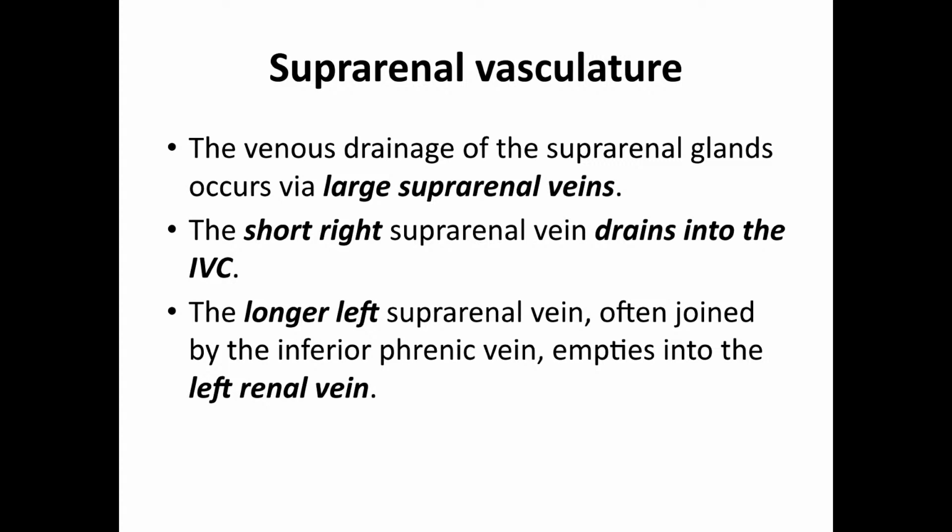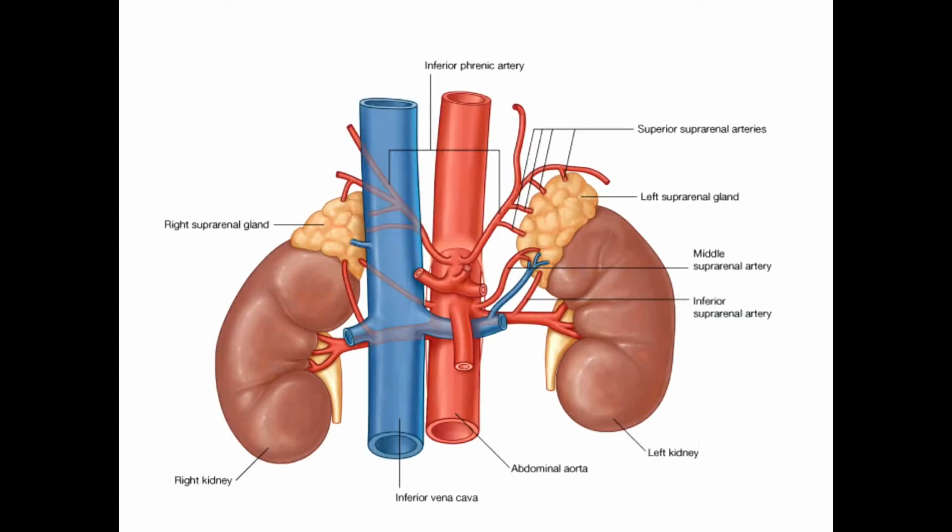Venous drainage of the suprarenal glands occurs via large suprarenal veins. The short right suprarenal vein drains into the inferior vena cava, and the long left suprarenal vein is often joined with the inferior phrenic vein, and it empties into the left renal vein, and finally it still goes to the inferior vena cava. So this one here then joins our phrenic vein and goes to the inferior vena cava.